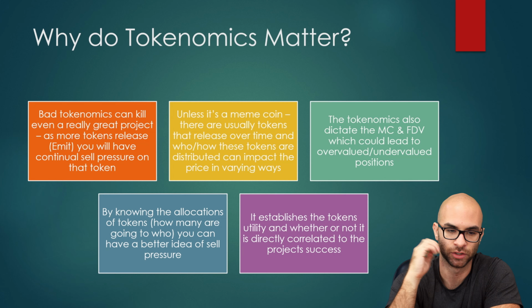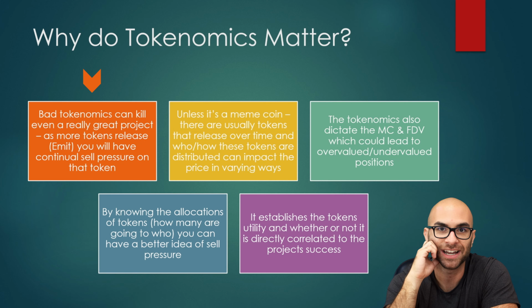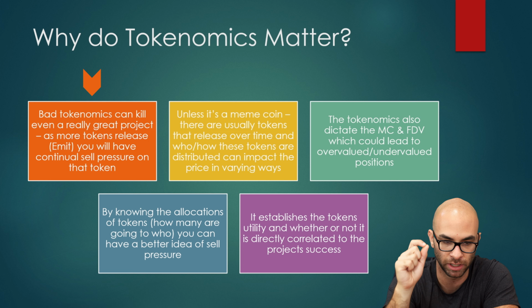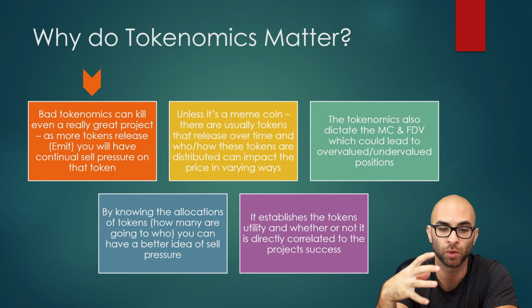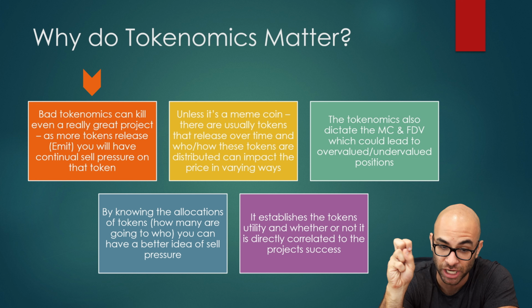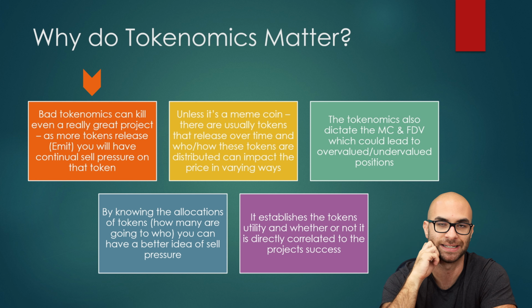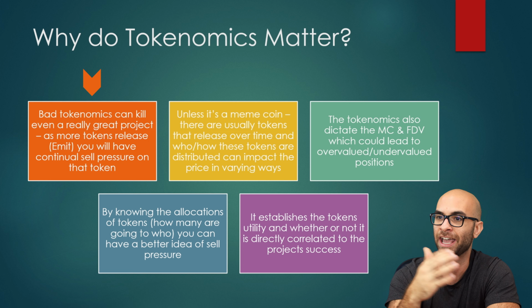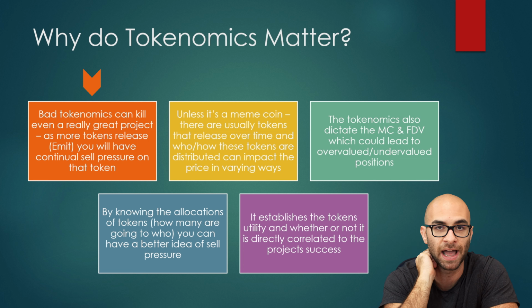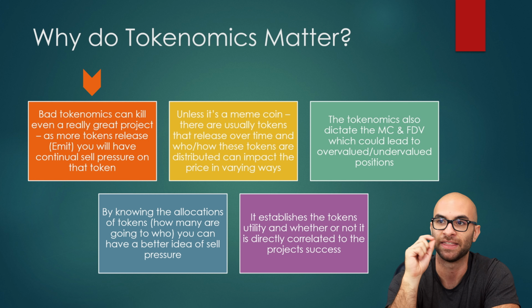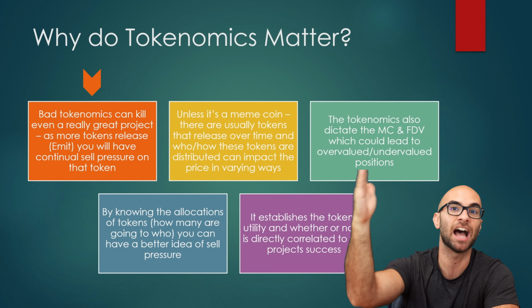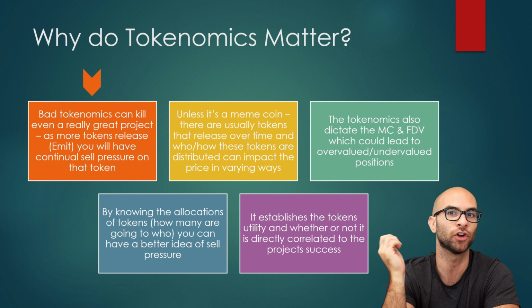Now, why exactly do tokenomics matter? Well, number one, bad tokenomics can kill even a really great project. As more tokens release, what they call emissions, you will have continual sell pressure on that token. So for example, guys, let's say a new token comes out and only 10% of the supply is going to start off circulating. That means that there's going to be 10 times the amount of supply over a given time frame.